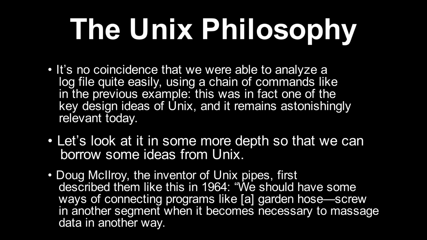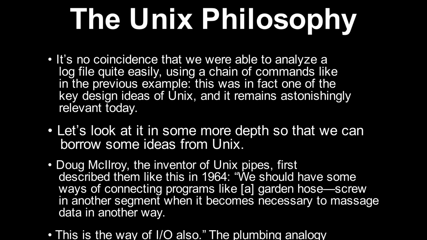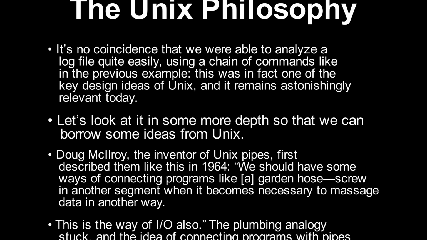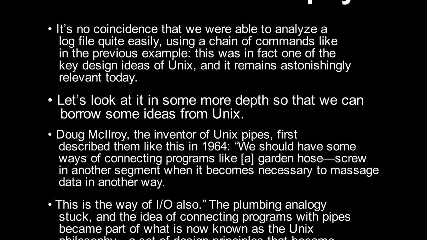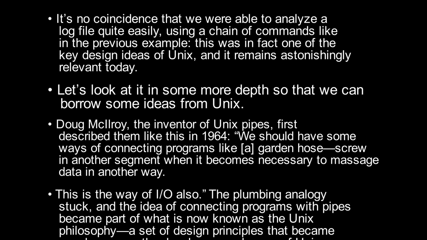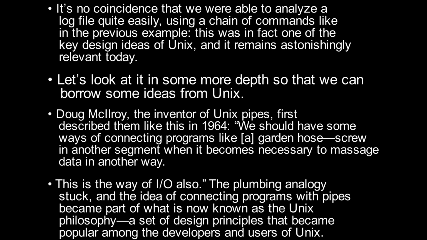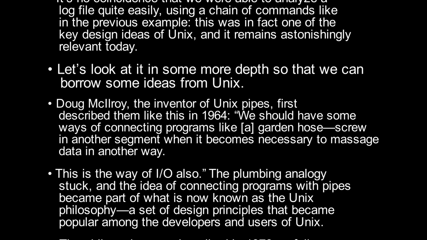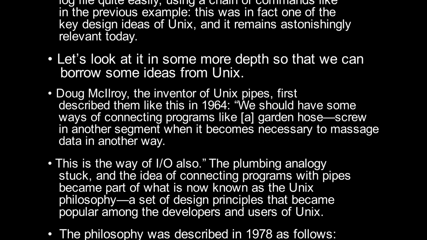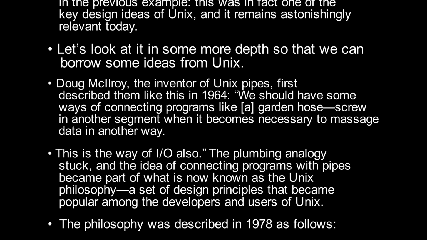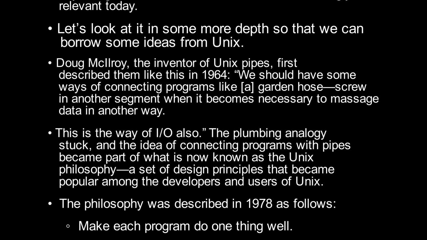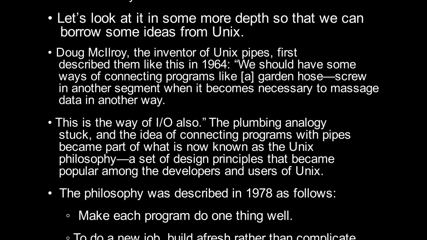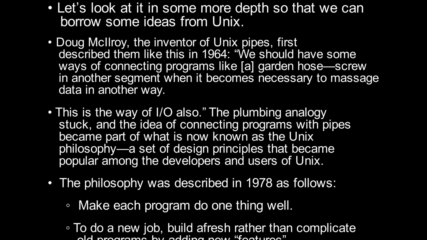Doug McIlroy, the inventor of Unix pipes, first described them like this in 1964: "We should have some ways of connecting programs like a garden hose: screw in another segment when it becomes necessary to massage data in another way. This is the way of I/O also." The plumbing analogy stuck, and the idea of connecting programs with pipes became part of what is now known as the Unix philosophy, a set of design principles that became popular among the developers and users of Unix.